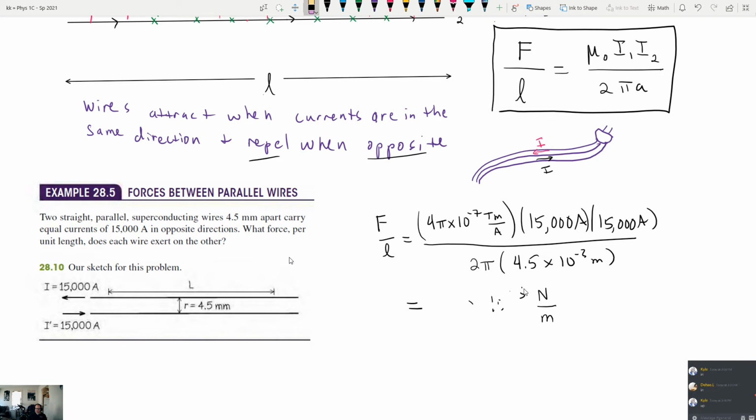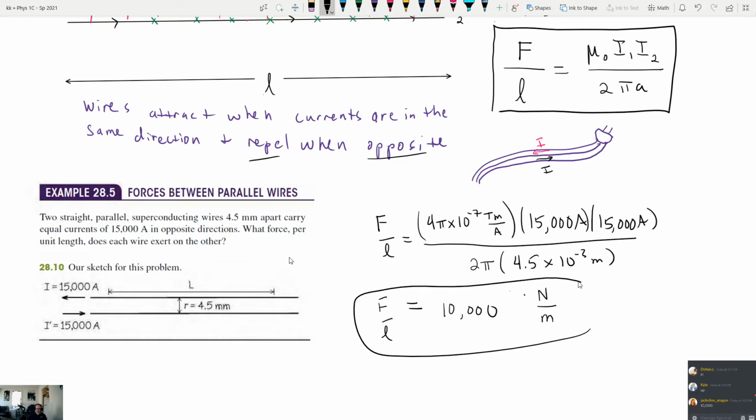So you got about 10,000 newtons per meter. 15 divided by 45 would be 1 over 3, right? Yes. And 15 divided by 3 would be 5. Oh, 5. 5 times 2. Not 3 times 2. 5 times 2. Yeah, 10,000. That's right. I agree. Okay, force per unit length is about 10,000 newtons per meter. Now, these are ridiculous values of current to get this size of a number, but there it is.